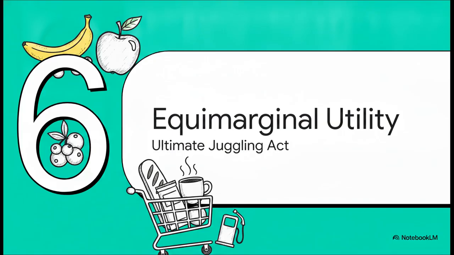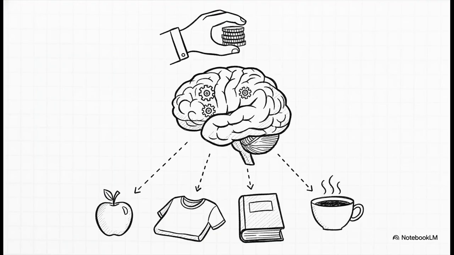Finally, let's hit Section 6, the Equimarginal Utility Law, the ultimate juggling act, because let's face it, you don't just buy bananas, you're juggling apples, bread, coffee, and gasoline. Imagine you have a strict, fixed budget of exactly 7 rupees. You have to frame your shopping as a strategic game to maximize your total joy per rupee spent across 4 totally different commodities. How on earth does a rational human brain sort this out?